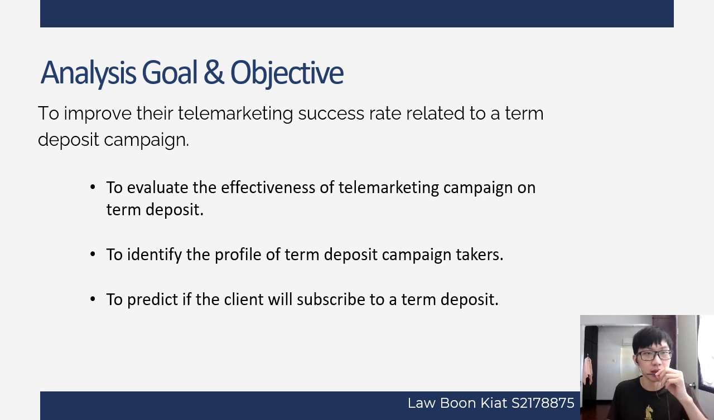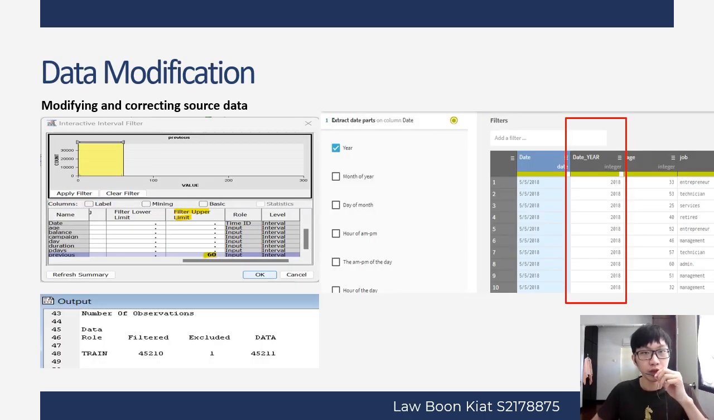the term deposit. For the data modification part, first, in modifying and correcting the source data, we first remove the outlier from the column previous with filter node in SAS Enterprise Miner. The upper limit is set to 60 and one observation was removed. Then we derive the missing column year, extracted from the column date, to the dataset with transform node.